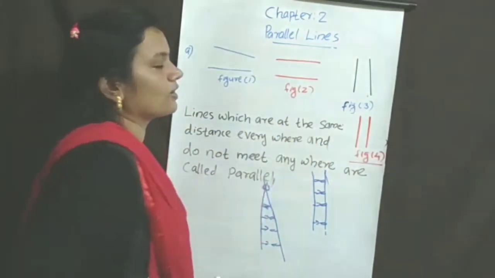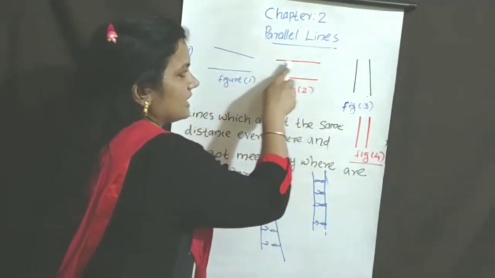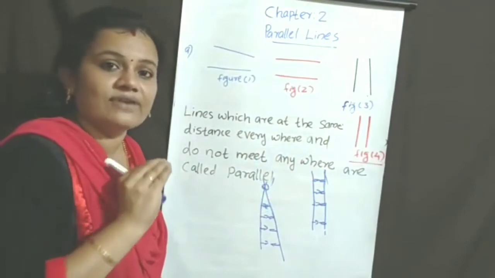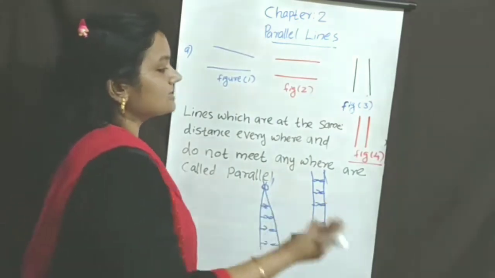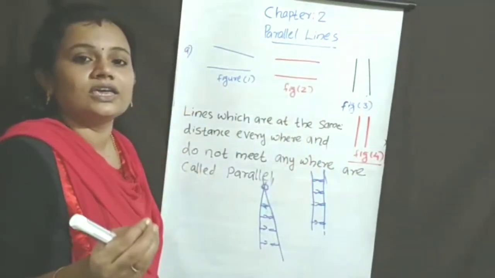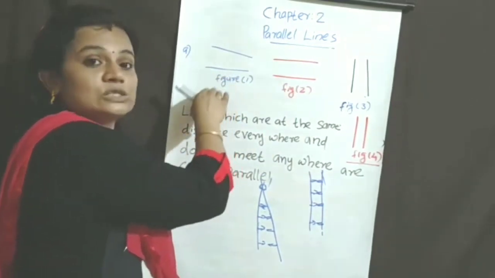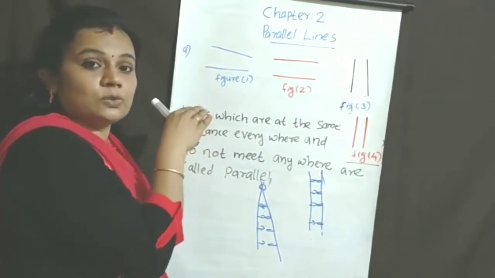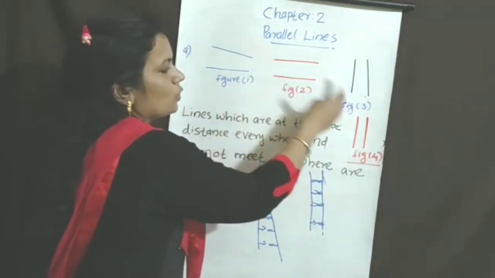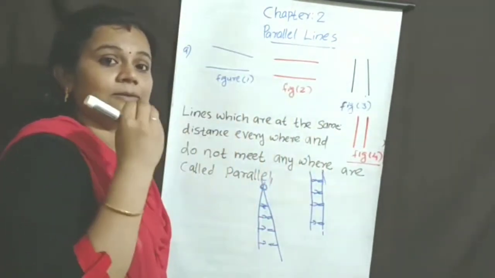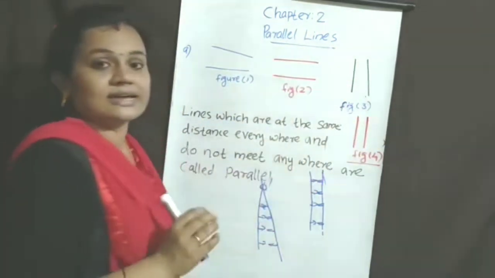Figure 2 and figure 4: if we extend the end points, they will never meet. The distance between these two lines is equal. This one will meet at a point; its distance is not equal. And figure 2 and figure 4? If we extend both sides, they will never meet, and the distance between these two lines is equal.